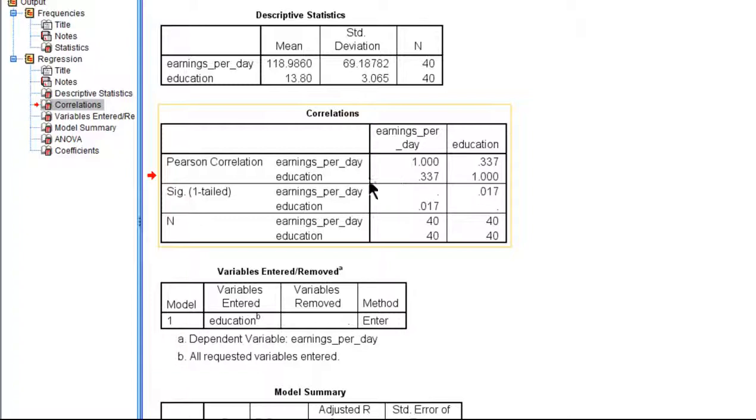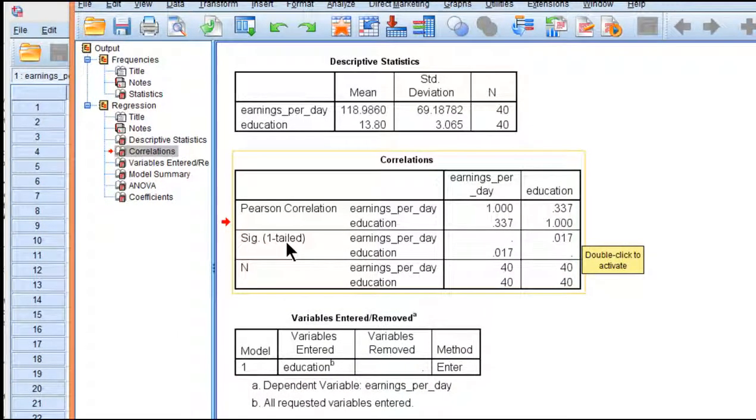Now we also get the Pearson correlation, because I mentioned that in the textbook, since we had looked at that in another chapter: the correlation between education levels and earnings per day, and it's a 0.337 correlation. One thing I'll note is that when you do it this way, SPSS gives you a p-value, and that p-value is actually a one-tailed p-value.